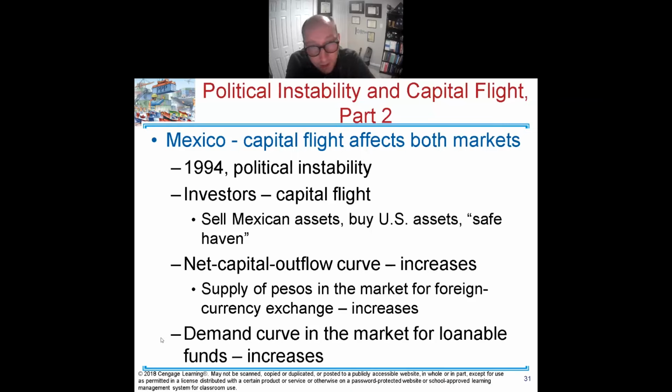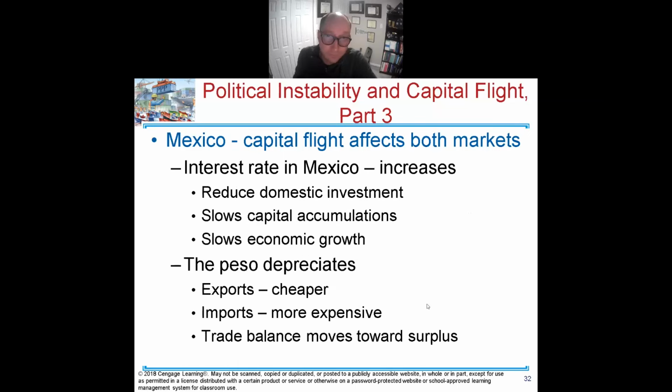It happened in Mexico in 1994. It's gotten a lot better now. It's a lot more stabilized in Mexico when it comes to investing. But in the past, yeah, sure, there were some political situations in Mexico in the early 90s, which caused some investors to pull their investments back. What happened during that time is that the interest rate in Mexico increased. It reduced the domestic investment, slowed capital accumulation, and slowed economic growth.